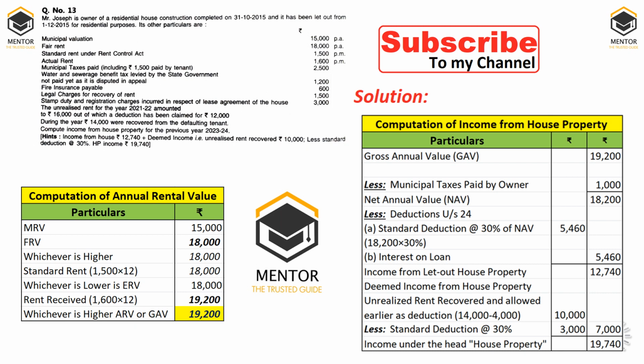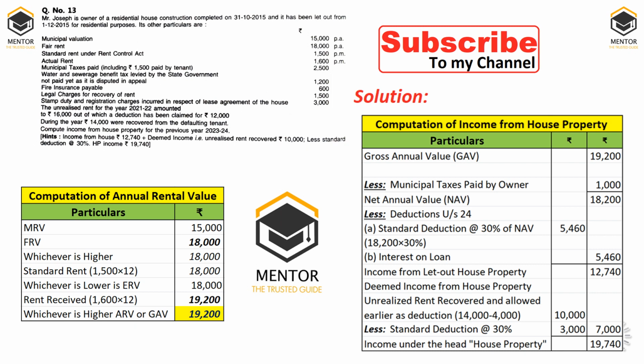Total how much we have received? Income 14,000 we have received, of which we have to deduct 4,000. Why are we deducting 4,000? We had 16,000 unrealized rent, but the assessing officer admitted only 12,000. So the variation of 4,000 was not allowed. That 4,000 we are deducting now. So total income received is 10,000, which should be chargeable to tax.